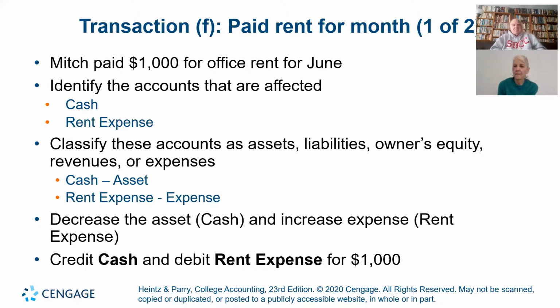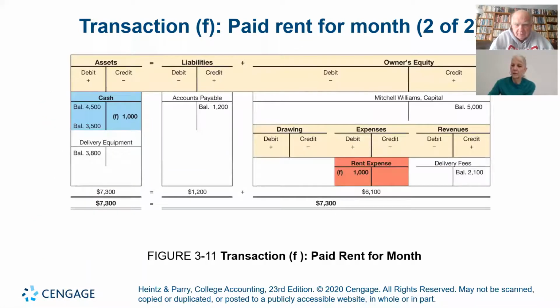Now here comes some expenses. We're going to pay the rent. Paid means cash. And what do we pay? Rent. Rent is an expense. So expenses go up with a debit or a credit? They go up with a debit. Cash goes down with a credit.